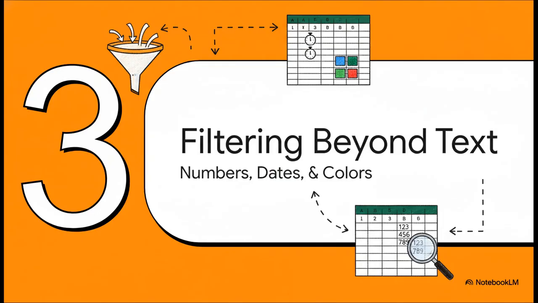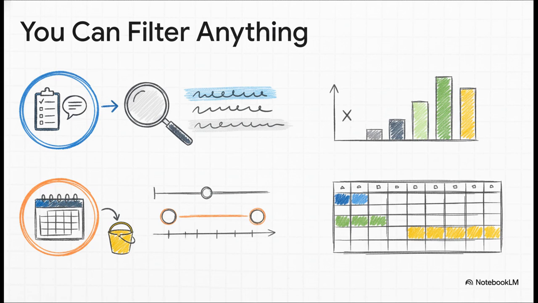But wait, there's more. Filters are so much more than just finding text. Let's really level up here. I mean, you can filter almost anything. Of course, there's text, like we just did with concert, but you can also filter numbers. Show me everything less than 130,000. You can filter dates. Just show me what happened between June 15th and October 31st. And this is a cool one. You can even filter by cell color. So all those rows you highlighted in yellow, you can see just those.